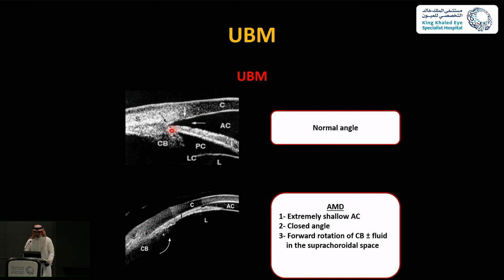So you can see here the normal anatomy that you can detect using the UBM in a normal eye, and you can compare it with cases of aqueous misdirection. So what are the differences? Number one, you can see an extremely shallow anterior chamber. Number two, the angle is actually lost. It's completely closed. Number three, you have forward rotation of the ciliary body, and along with the forward rotation of the ciliary body, you sometimes see fluid accumulation in the supraciliary space.